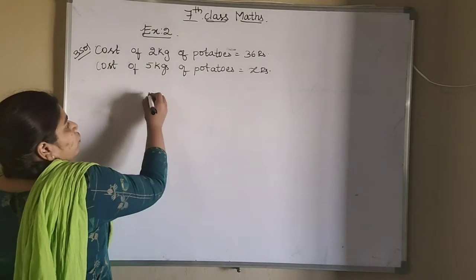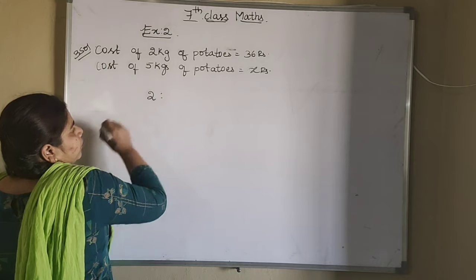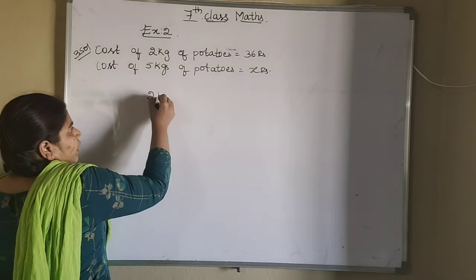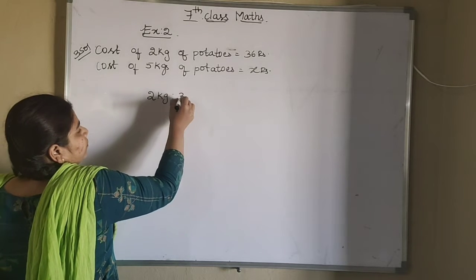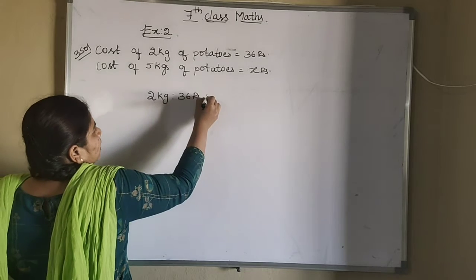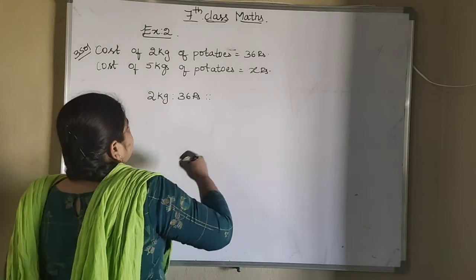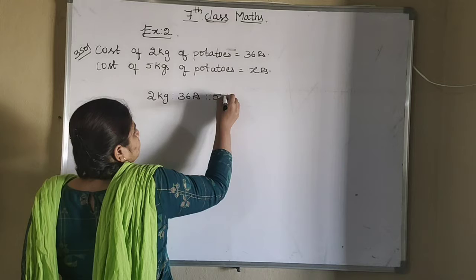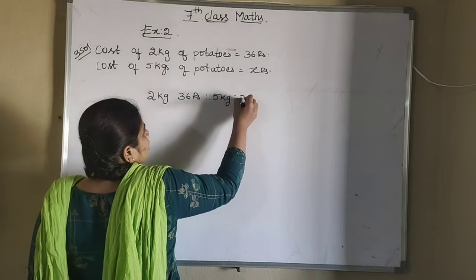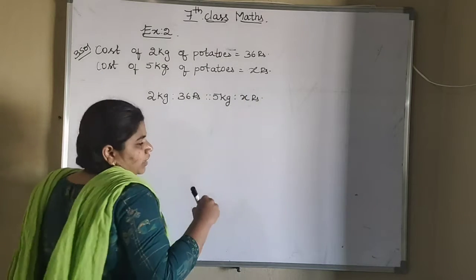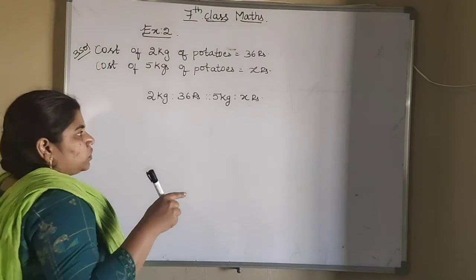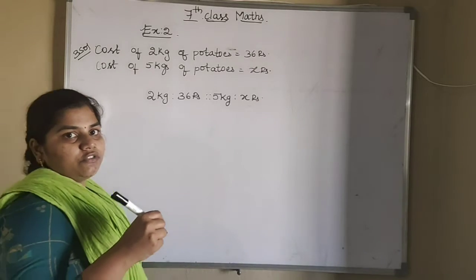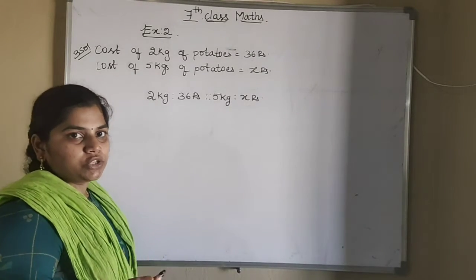So what do they give for 2 kgs of potatoes? What is the cost here? 36 rupees. And what do we have to find? We have to find the cost for 5 kgs. For 5 kgs of potatoes we don't know the cost, so I am taking it in the form of x. Already I told you that product of extremes will be equal to product of means.